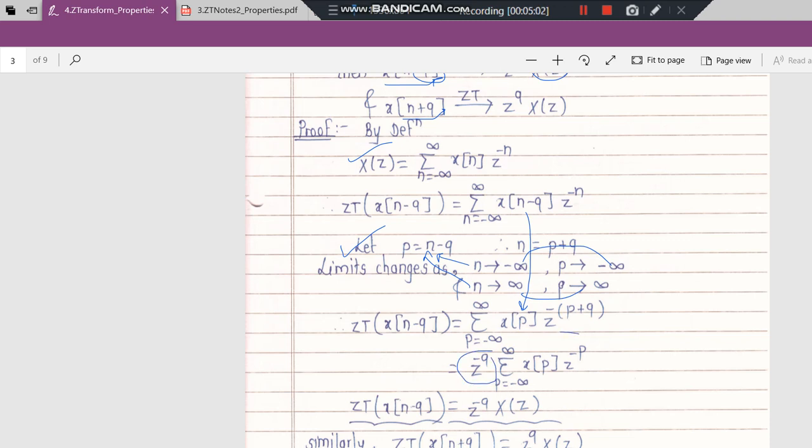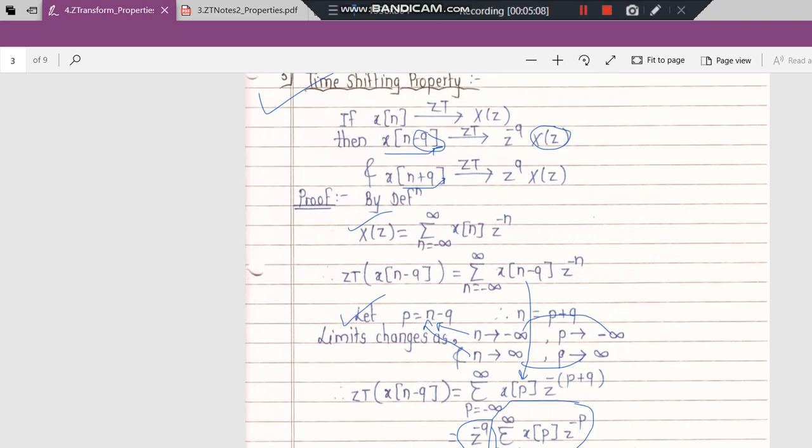So if you look carefully at this equation, it is nothing but a simple Z transform equation. Compare this equation with this equation. Here the variable is n and here the variable is p. Everything is the same. Here it is p and here it is n.